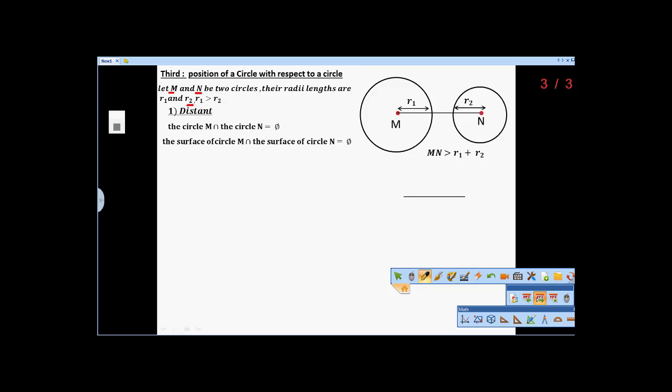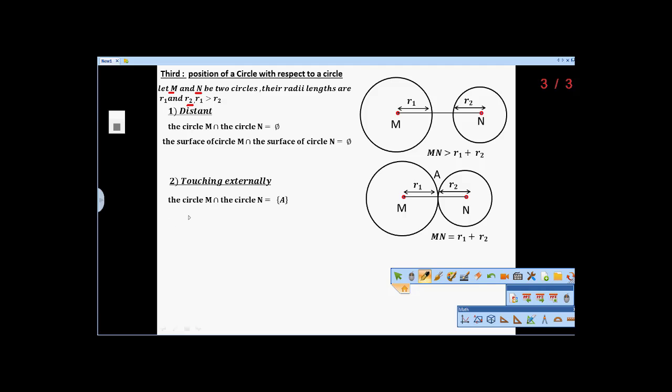Number 2, or the second case, touching externally. Touching externally, it means the two circles are touching like this. In this case, we'll find that MN is equal R1 plus R2. If I wanted to find circle M intersection circle N, it will be the set of A, this point. And also, the intersection between surface of circle M and surface of circle N will be A also.